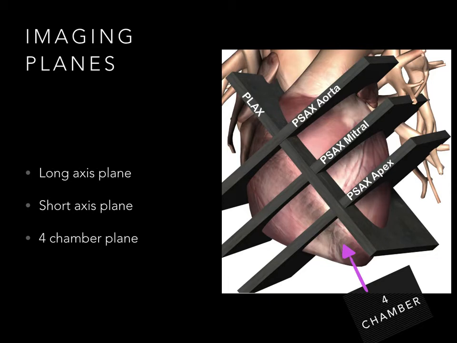Imaging planes are described the way they transect the heart itself. The long axis plane is parallel to the long axis of the heart. The short axis plane is perpendicular to the long axis plane. The four-chamber plane transects the heart from the apex to the base, showing all four cardiac chambers.